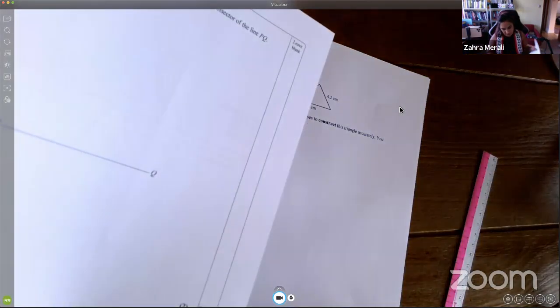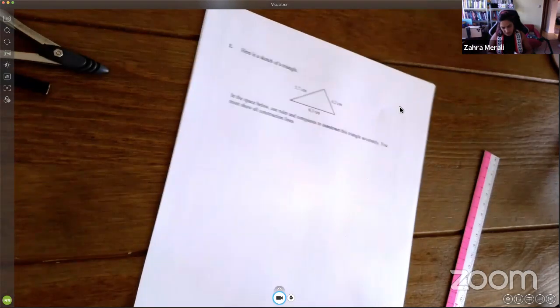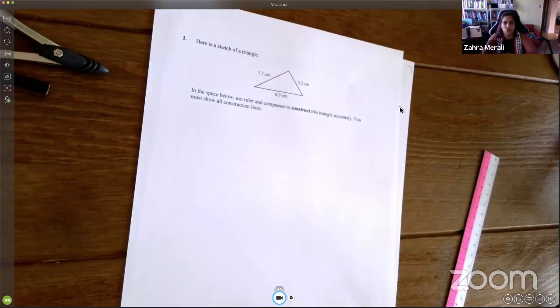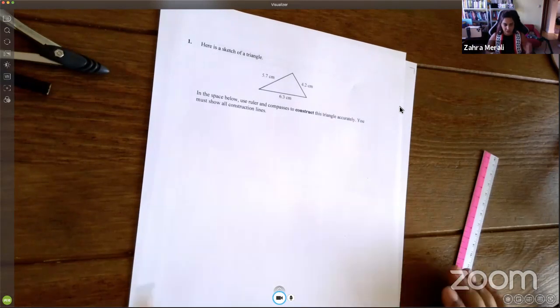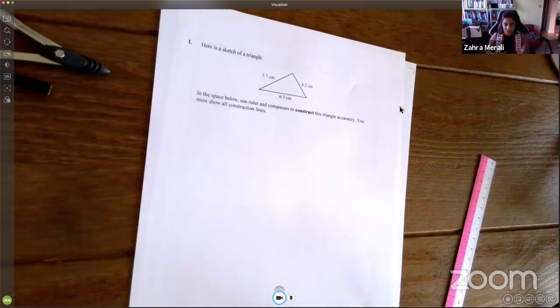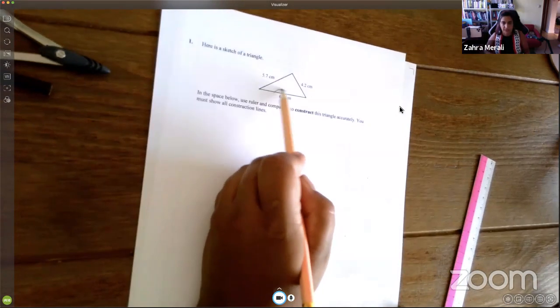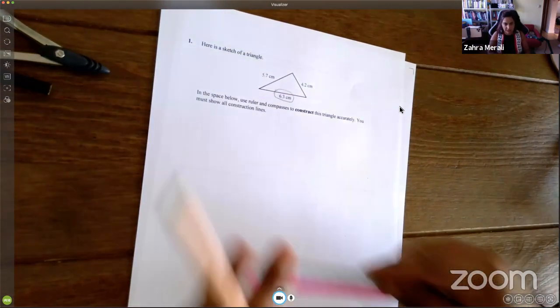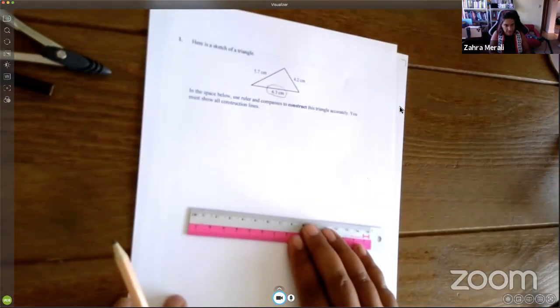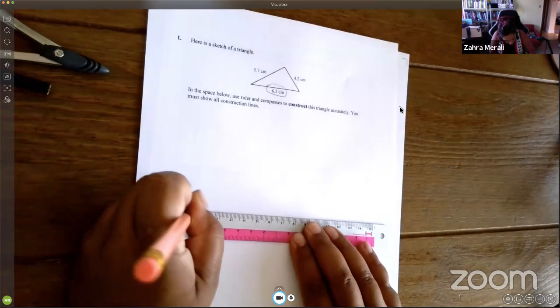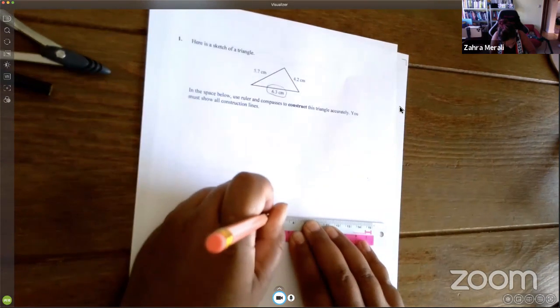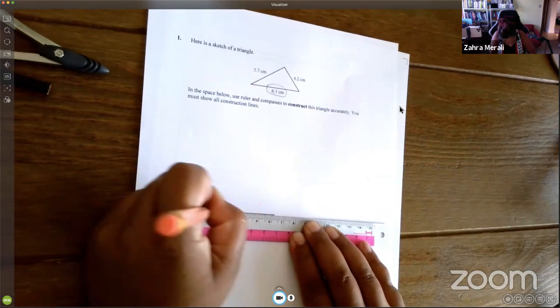Let's see if there's another perpendicular bisector one. Okay, so here it's telling us we can use our ruler and our compass to construct this triangle accurately. So we're going to pick one side which we're going to measure. We're going to use this 6.3, which using my ruler, I'm going to measure from the beginning to 6.3.